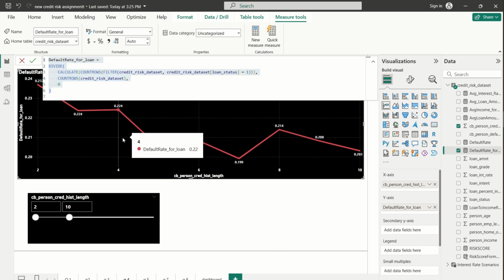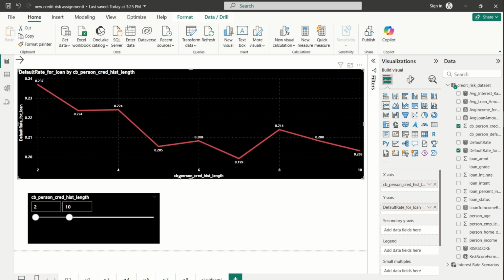So for visualization, I have used line chart and slicer for filtering the data. So on x-axis, I have added CB person credit history length, which is starting from 0. Then on y-axis, I have added default rate for loans, the DAX measure which we created. So here, persons with shorter credit history length, such as 2 to 4, you can see, they are having higher default rate, which is 0.237.